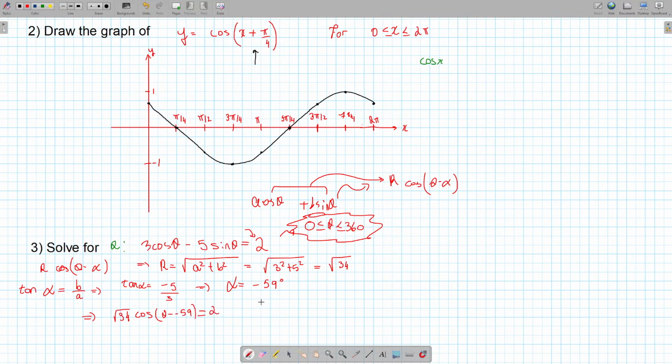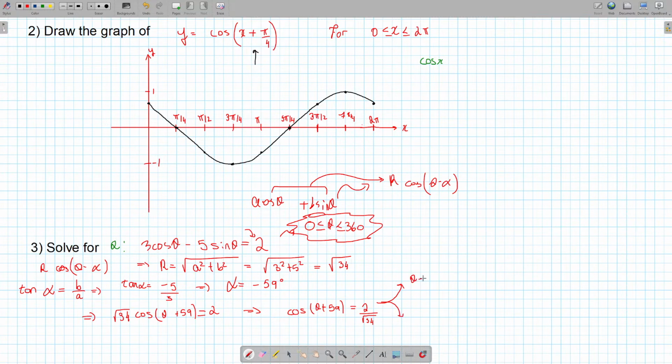2. Okay, so let's fix this minus minus and make it plus. Let's fix it over here. Let's continue. Can we solve this? Yes, let's divide by root 34 on both sides. Okay, and we're going to do now what? Shift cosine. So we're going to get a few solutions, obviously.